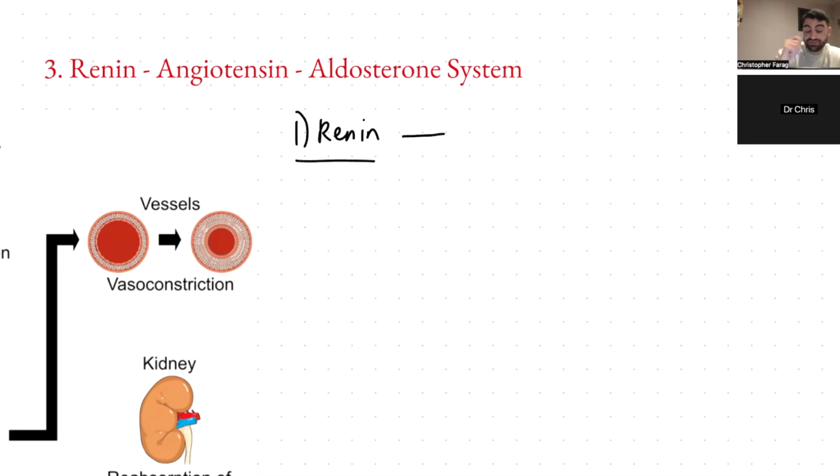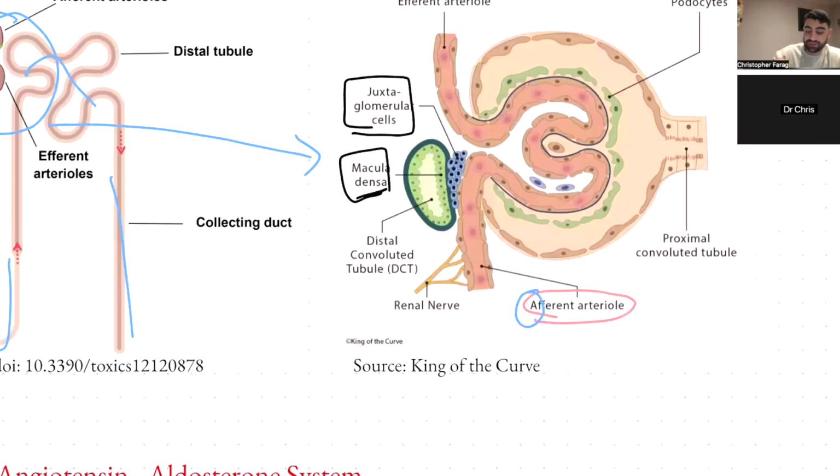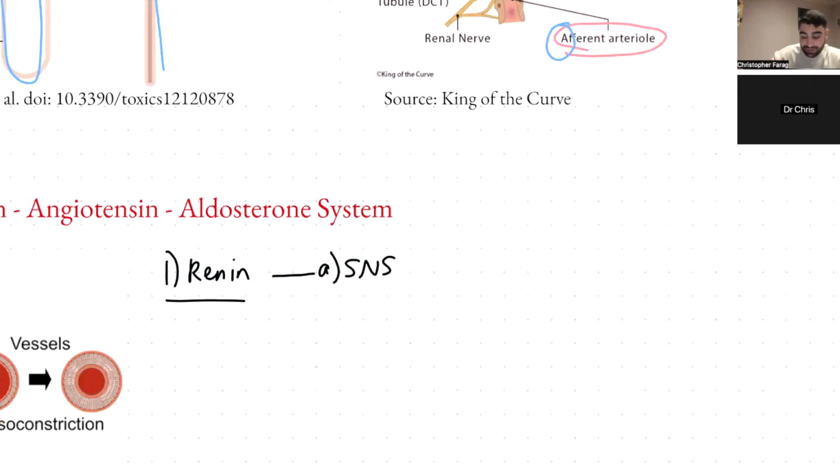It can be produced via our sympathetic nervous system. The sympathetic nervous system can act on the juxtaglomerular cells. Remember those cells near the afferent arteriole that are blue in this diagram above. When we release noradrenaline onto our beta adrenoreceptors, so the sympathetic nervous system can stimulate our beta adrenoreceptors and cause renin release.